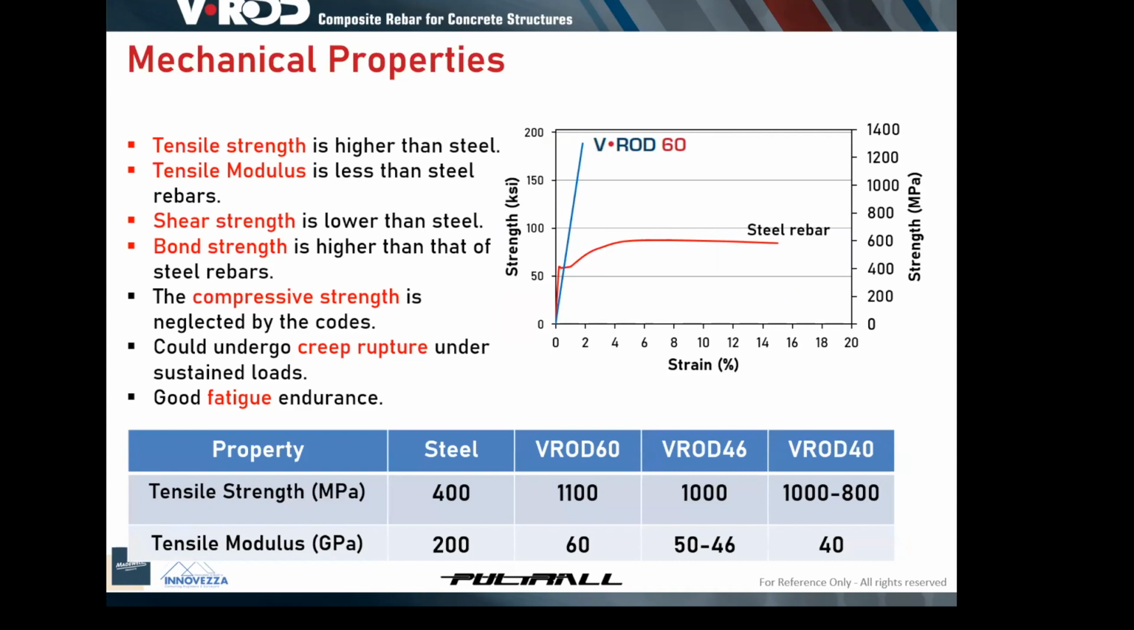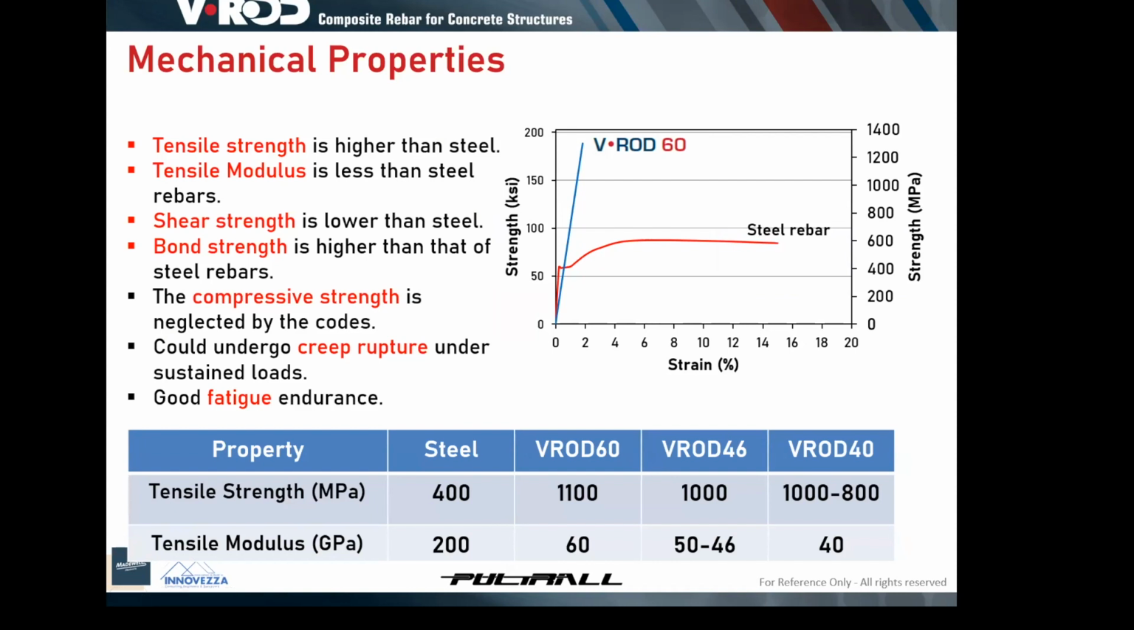So this slide explains the main difference in the mechanical properties between GFRP bars and steel reinforcement. So I brought this curve here, which is the stress strain of both materials. The steel reinforcement in red, this is grade 60. It's called grade 60 steel bars.